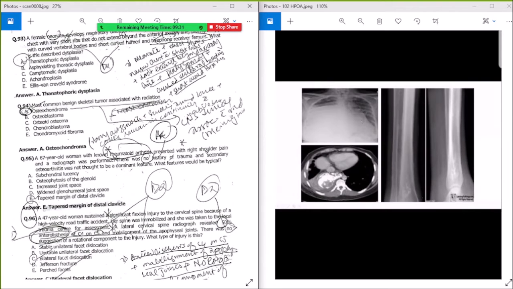Question 94. The most common benign skeletal tumor associated with radiation is osteochondroma.